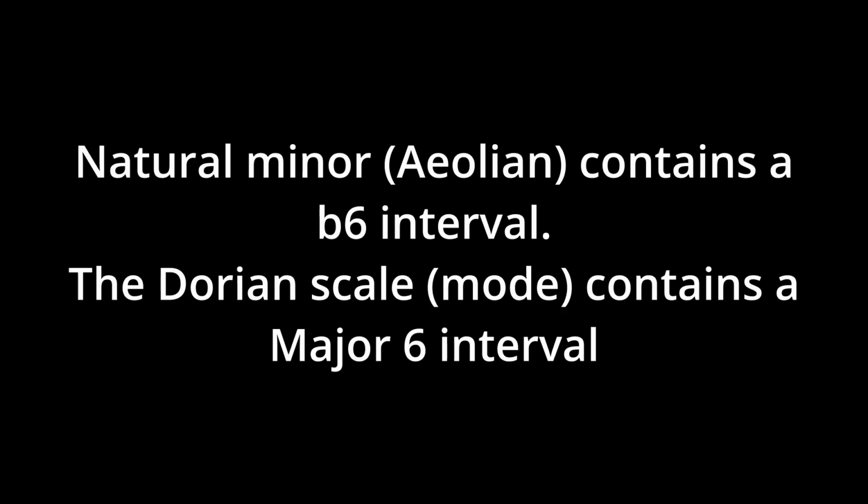Next on the list is probably going to be Dorian, another very popular sound in rock music especially. We're going to take the minor pentatonic again, box 1, but now instead of adding the minor sixth interval, we're going to add the major sixth interval. That is the main difference between Aeolian and Dorian. They are the same exact scale except that sixth interval.